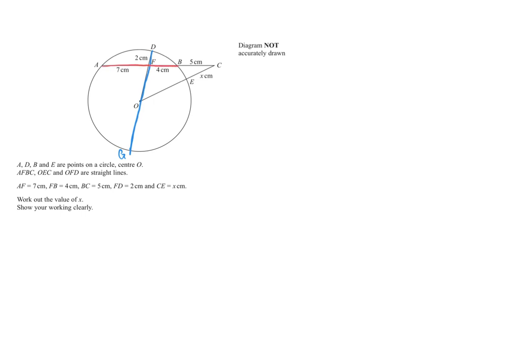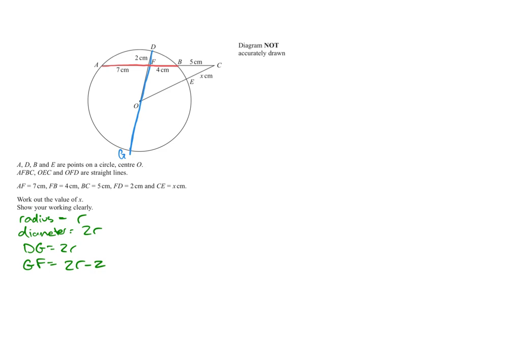Now, I'm not given the radius in the question, so I'm just going to let my radius be equal to R. So my diameter, which is double that, will be 2R. So I know that DG equals 2R. Now, GF then will be equal to 2R minus 2. This distance DF is equal to 2, so I just take that away from my 2R, which gives me my distance for GF.